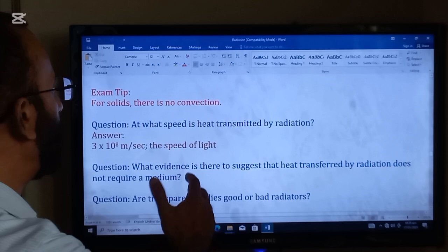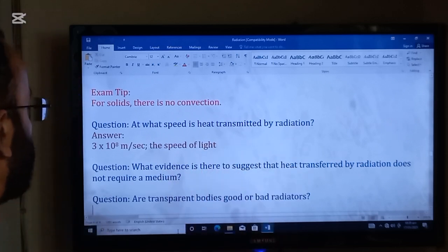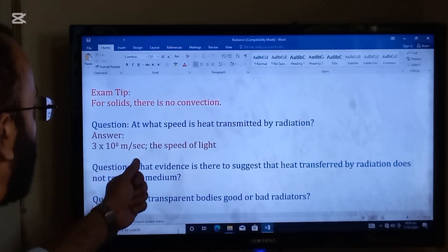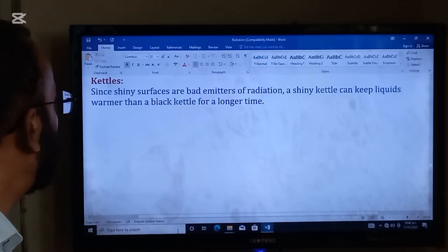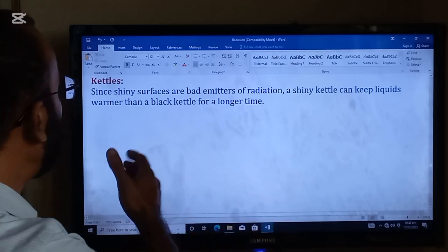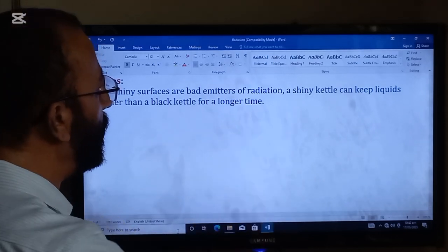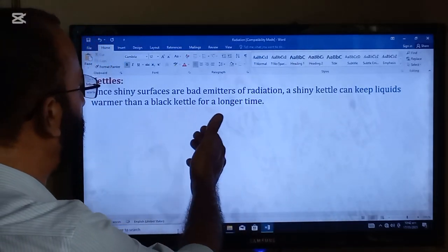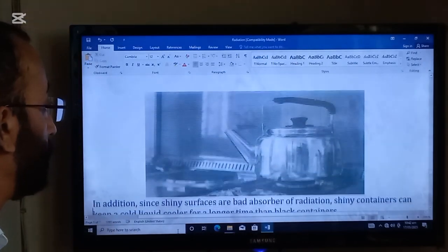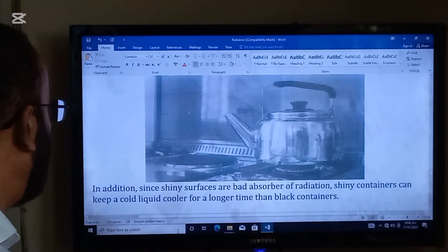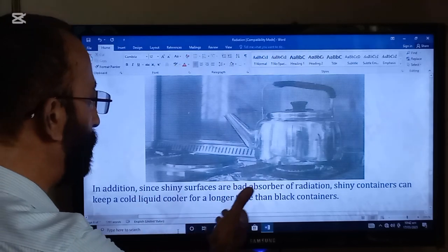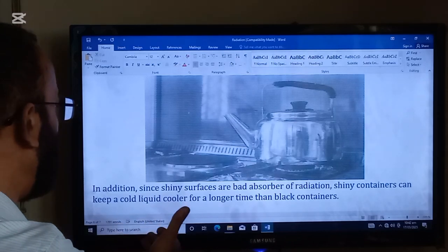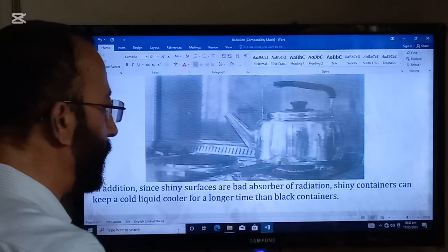At what speed is heat transmitted by radiation? The speed is 3 multiplied by 10 raised to the power 8 meters per second, the speed of light. This topic is kettles. Since shiny surfaces are bad emitters of radiation, a shiny kettle can keep liquids warmer than a black kettle for a longer time. This is the figure. In addition, since shiny surfaces are bad absorbers of radiation, shiny containers can keep a cold liquid cooler for a longer time than black containers.